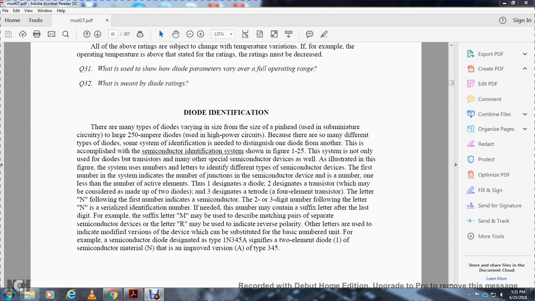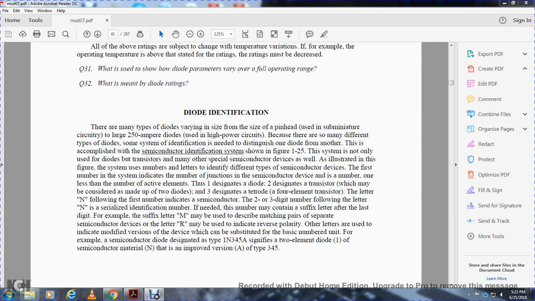The letter N following the first number indicates the semiconductor. The 2 or 3 digits following the letter N are a serialized identification number, and if needed, the number may contain a suffix letter at the end. For example, the suffix N may be used with matching parts to separate semiconductor devices. The letter R may be used to indicate reverse polarity. Other letters are used to indicate modified versions of the devices, which can be substituted for the base number unit.